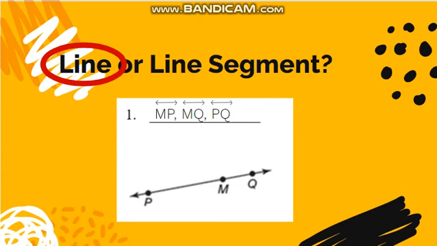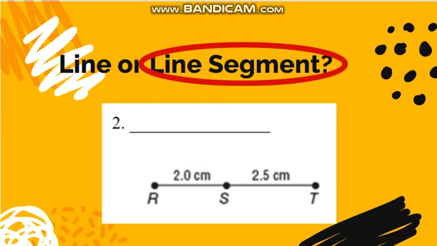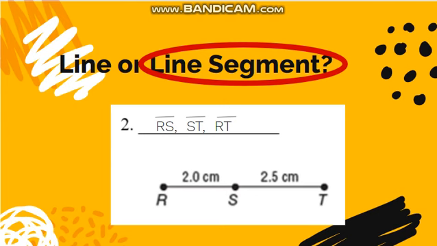The second one, is this a line or a line segment? Well, it has definite endpoints and definite lengths, so this is a line segment. And we could name it RS, ST, or RT. Well, the whole thing would be RT, but RS is a line segment, ST is a line segment, and RT refers to the whole thing. The way that we would write each of those is with a single line, no arrows above the 2 points.